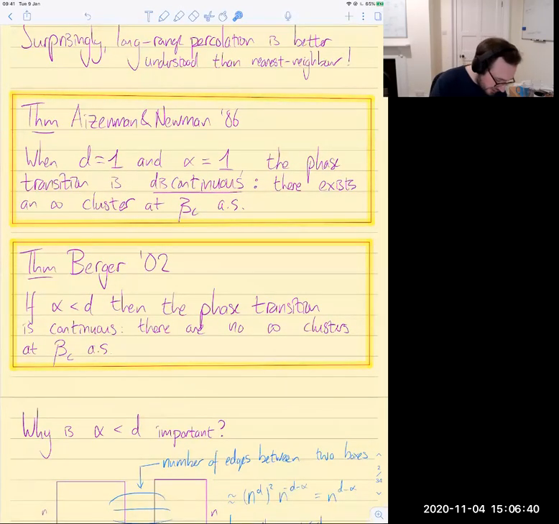And this condition is actually necessary, at least in dimension 1, because it's also a theorem of Aizenman and Newman that if you're at d equals 1, alpha equals 1, then you actually get a discontinuous phase transition.